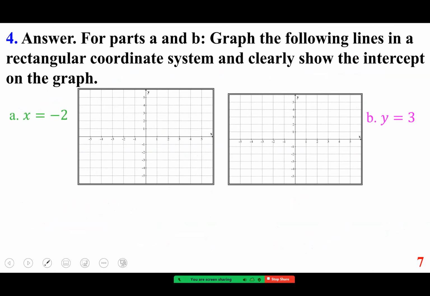So over here, x equals -2, y equals 3, we want to graph them. So we pinpoint the x-intercept, (-2, 0), and it's a vertical line. We draw a vertical line here. In this case, we pinpoint the y-intercept because it's a horizontal line, (0, 3), and we draw a horizontal line.